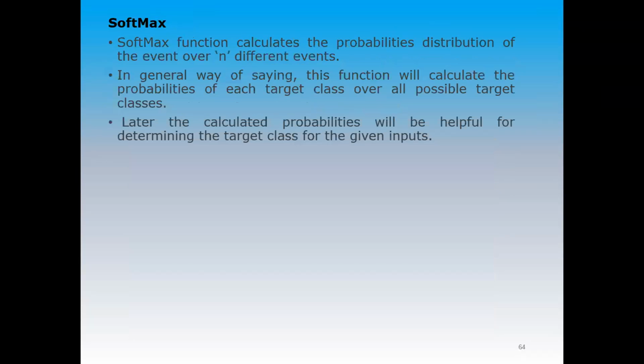Then there is softmax. Softmax is an extension of sigmoid, wherein we calculate the probability of each and every occurrence. Along with the computed probability of each occurrence, it also computes the sum of all probabilities. So you compute the probability of the occurrence divided by the sum of all the probabilities.